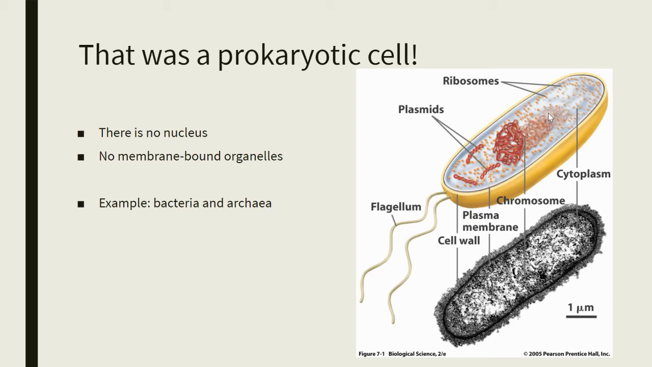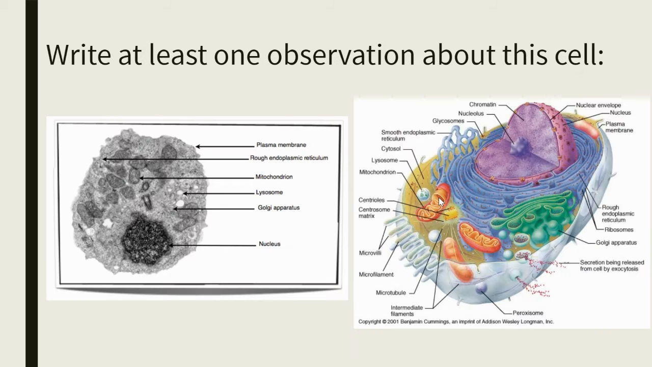They have ribosomes. They have some genetic information like DNA or RNA that we're calling a chromosome here. And they have a cell membrane and a cell wall. And they sometimes have flagellum, which are like little tails that help them swim. Examples could be bacteria or archaea.